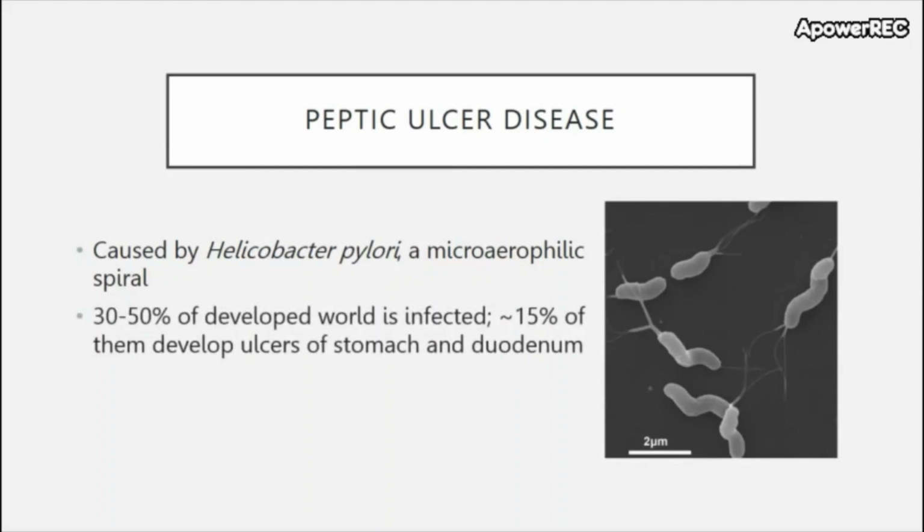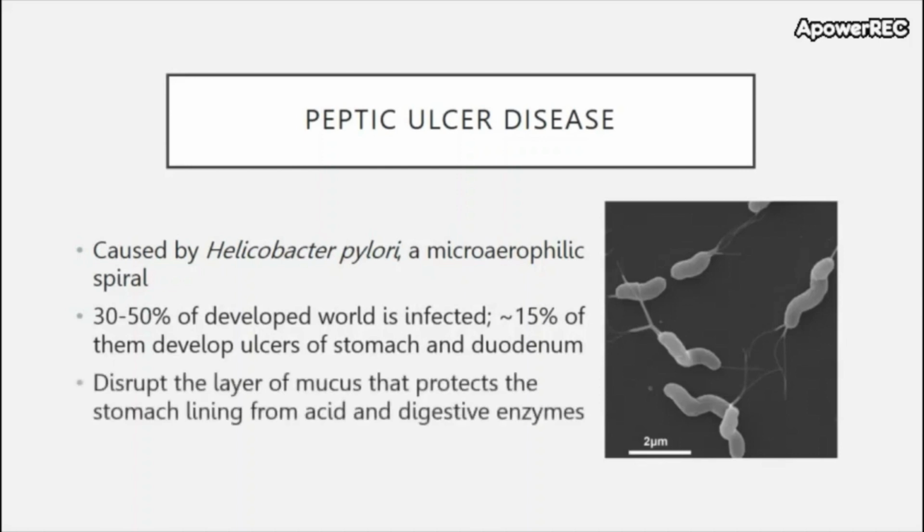About 30 to 50% of the developed world is infected, and roughly 15% of them develop ulcers of the stomach and duodenum as a consequence. The way this works is it disrupts the layer of mucosal lining that protects the stomach from its own acids and digestive enzymes. The treatment is with antibiotics.